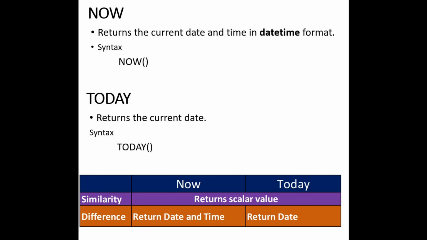The TODAY function is useful when we need to have the current date displayed on the worksheet regardless of when we open the workbook. It is also useful for calculating intervals.